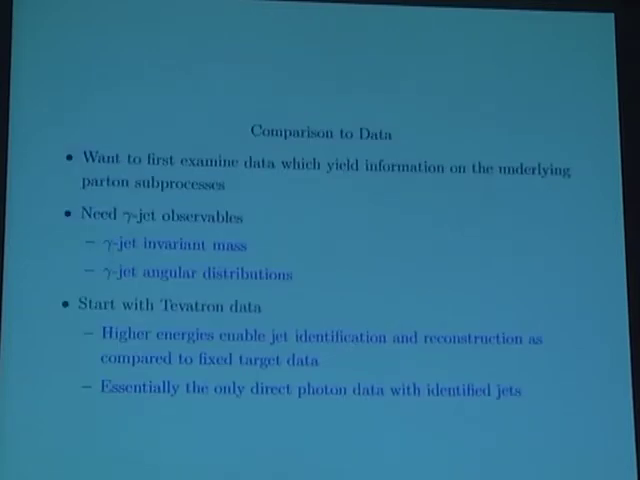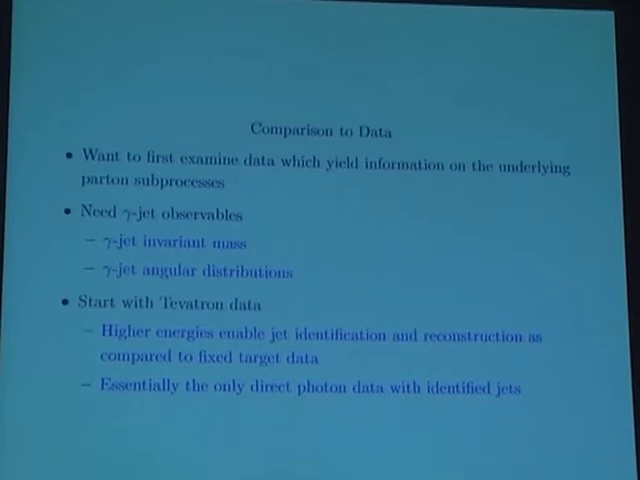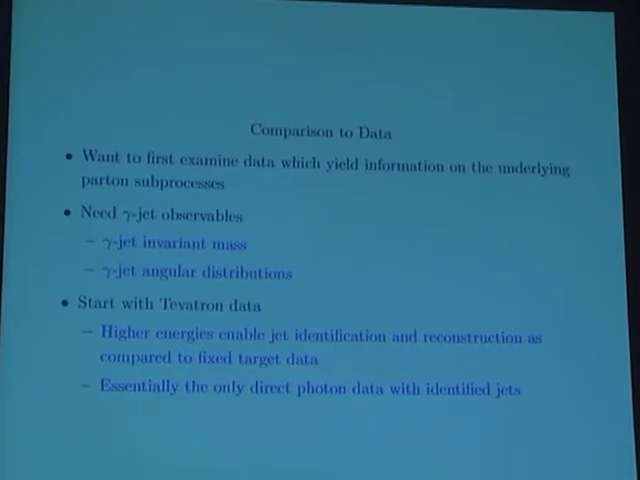All right, so we'll start with some Tevatron data and look at both the photon jet invariant mass and the angular distributions, all bearing in mind what we're trying to do is to see if the photons are being produced in roughly the manner that we expect and with the angular distribution that we expect.